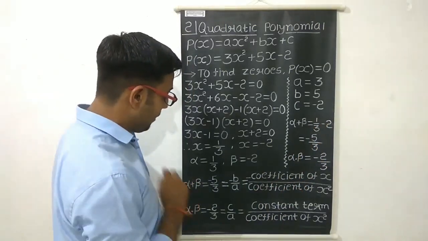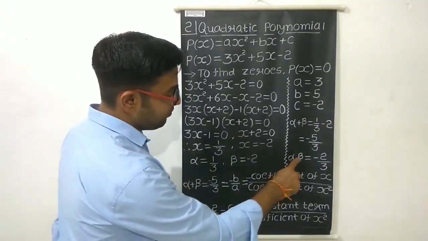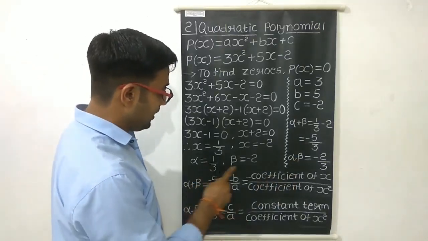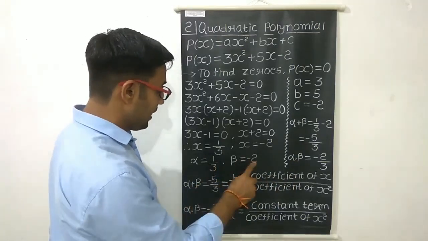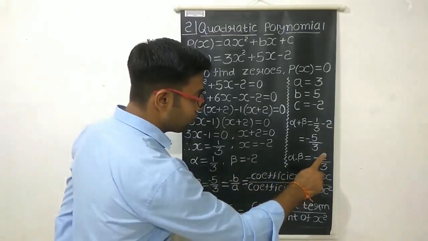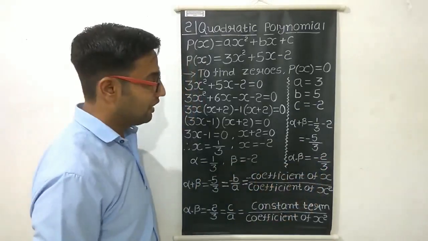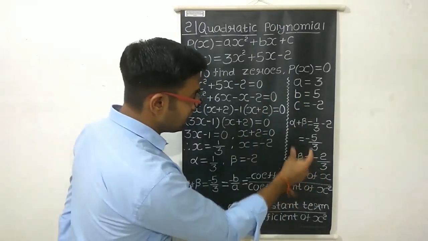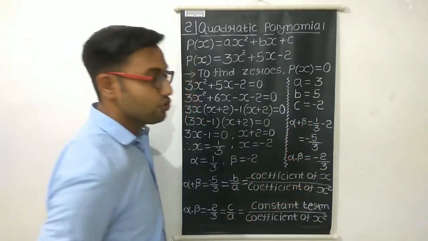And what is the multiplication of both these zeros? Alpha into beta. So alpha is 1 upon 3 and beta is minus 2. By multiplying these two, we will get minus 2 upon 3. Now there is a relation between the coefficients and this addition and multiplication of zeros.